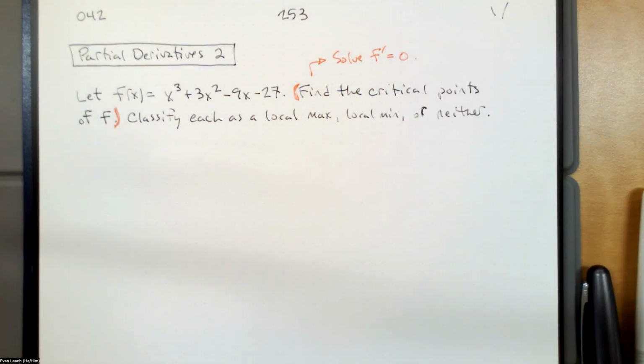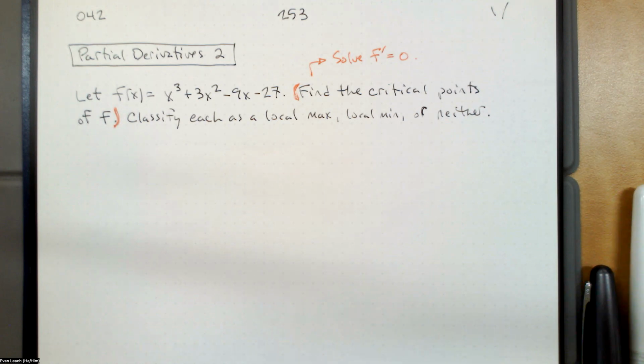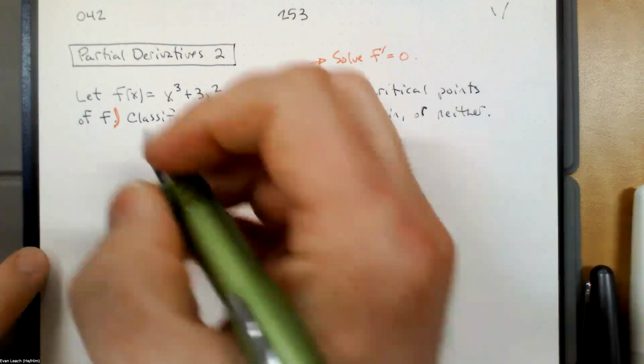We should also note that we care about where the derivative is undefined, but since we're looking at a polynomial and life is so simple because we're looking at a polynomial, we know that there are no points where the derivative is going to be undefined. So we're just going to solve f prime is equal to 0. In terms of using derivatives, we want to classify each as a local maximum, a local minimum, or neither, and we have lots of options for classifying these critical points.